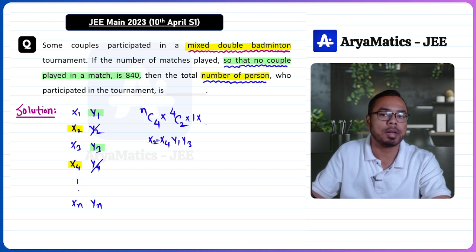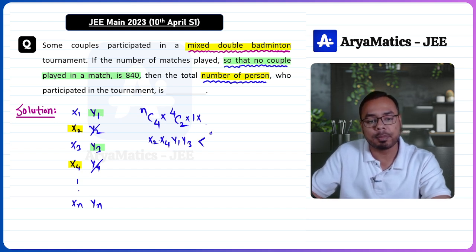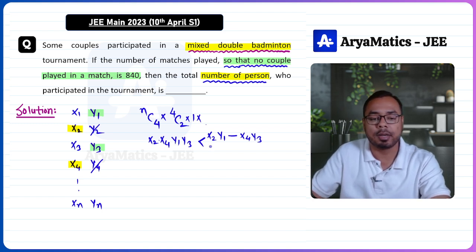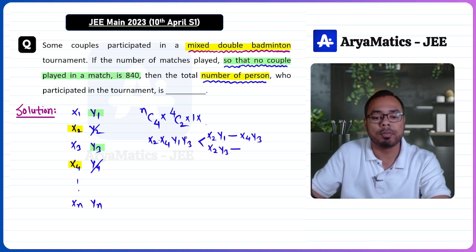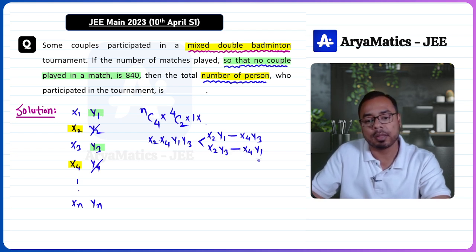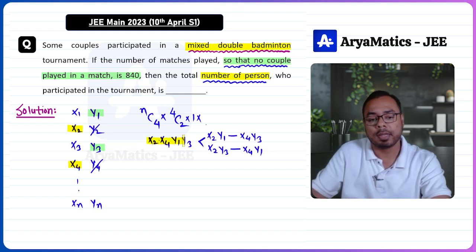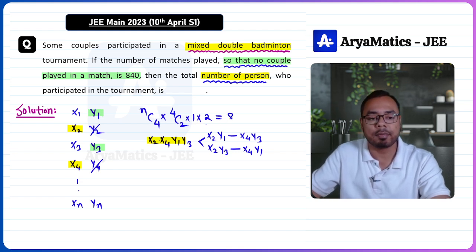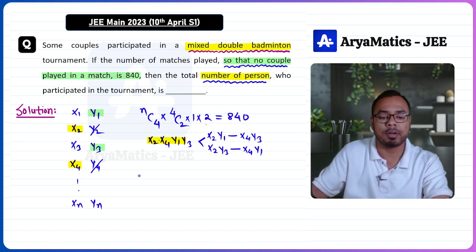Now among these four players you can create two different matches. One possibility will be that you have x2, y1 playing against x4, y3. You can combine x2, y1 in one team and x4, y3 in another team, or you can have x2, y3 as one team, and the other team will be x4, y1. So once you select these four players, ensuring that no couples have been selected, out of those four players there are two male, two female, so you can create two matches among them. So this will be the total number of matches, and this is given as 840. And now we have to solve for n.